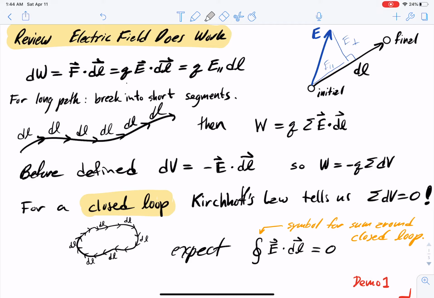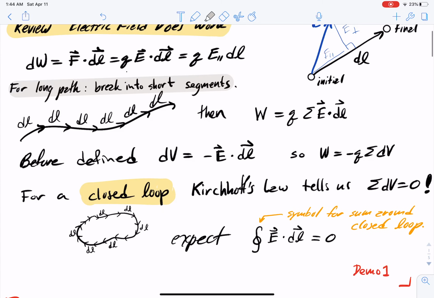Now, if the path is very long, then we need to break the path into a sequence of segments. We calculate the work on each of those segments, and then we add them up in a sum. So we just sum over all the different segments, and that gives us the total work.